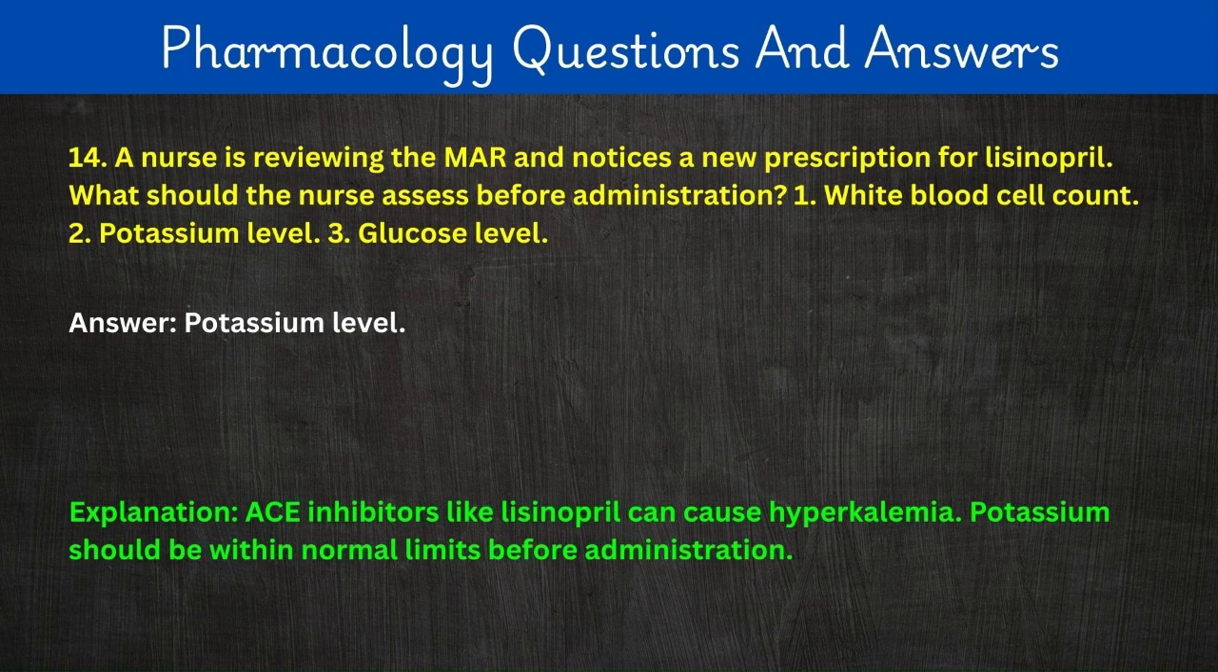What should the nurse assess before administration? 1. White blood cell count. 2. Potassium level. 3. Glucose level. Answer: potassium level. Explanation: ACE inhibitors like lisinopril can cause hyperkalemia. Potassium should be within normal limits before administration.